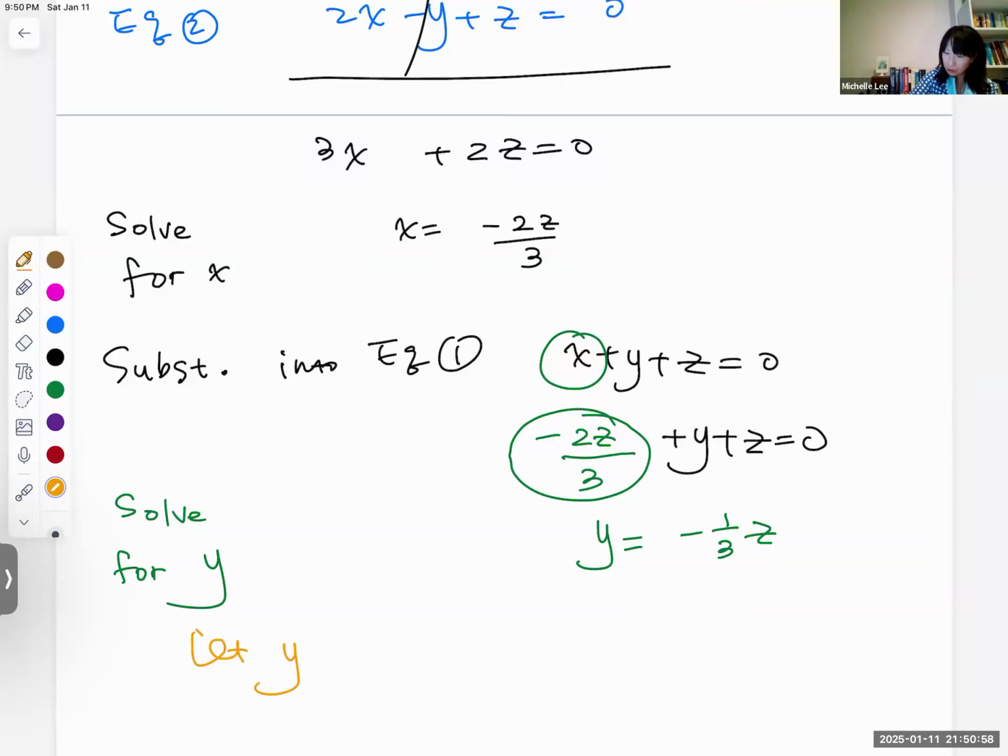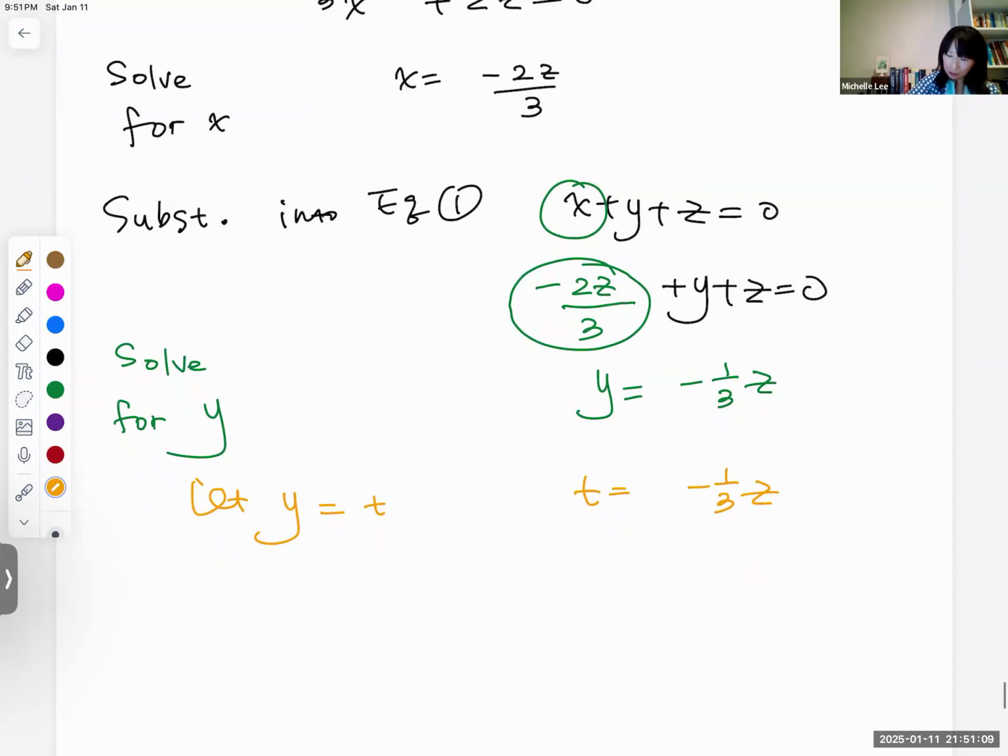Then t equals negative 1/3 of z. Then let's solve for z. There will be times negative 3, so z equals negative 3t.